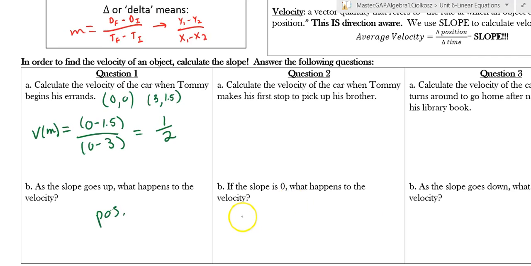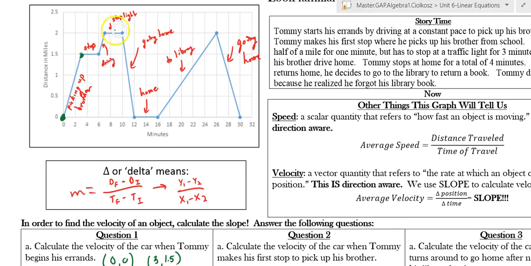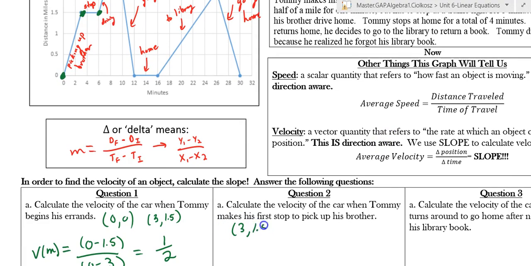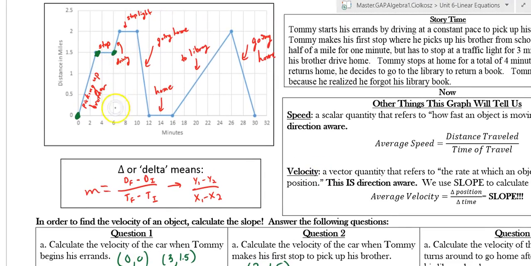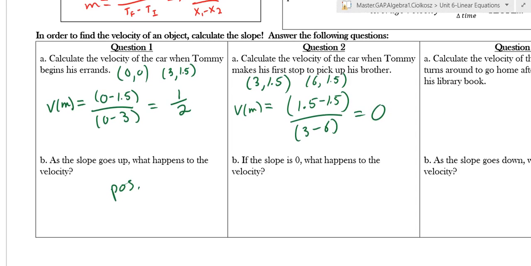If the slope is 0, what happens to velocity? Well, let's see. His first stop to pick up his brother, that's from here to here. That's where he picked up his brother, so we're using these points. We have that (3, 1.5) now, and then (6, 1.5). So our velocity, or again our slope here, y minus y over x minus x, we'll get 0. So if the slope is 0, velocity is also 0.